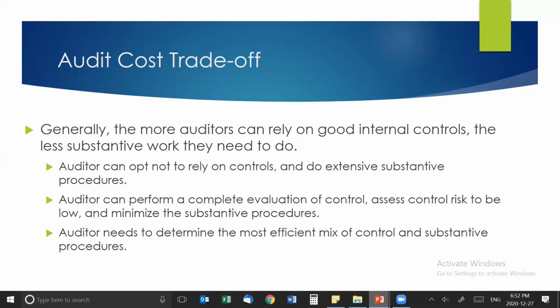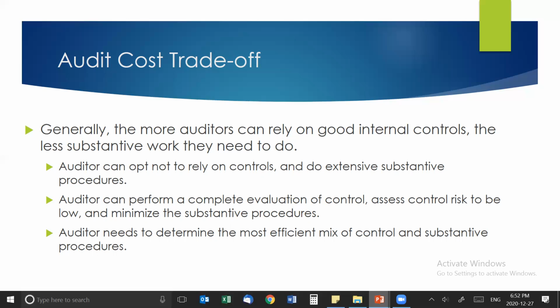So if the auditor can rely on there being good controls, they can do less substantive work at the end of the year. If the auditor cannot rely on the controls, if they understand the internal controls of the company and realize that these controls are not very effective, or they're not good controls, or they're missing, then they're not going to test the controls, because there's no point testing something that you know is going to fail. Then they have to do extensive substantive procedures.